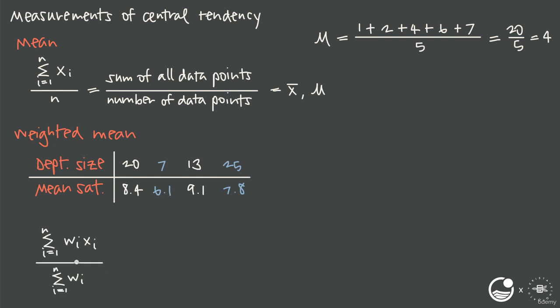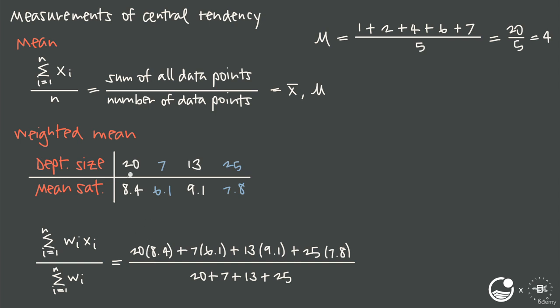Well, the formula is virtually the same as what we did up here, except that we're accounting for this different weighting. So what we do is we sum up all of the products of the actual score and the weighting, and then we divide that by the sum of all of the weights. So if we do that with this data set here, here's what that looks like. We take the product of 20 and 8.4, we add that to the product of 7 and 6.1, then we add to that 13 times 9.1 plus 25 times 7.8. So we're taking all these products in the numerator, adding them together, and then we're dividing by the total weight.